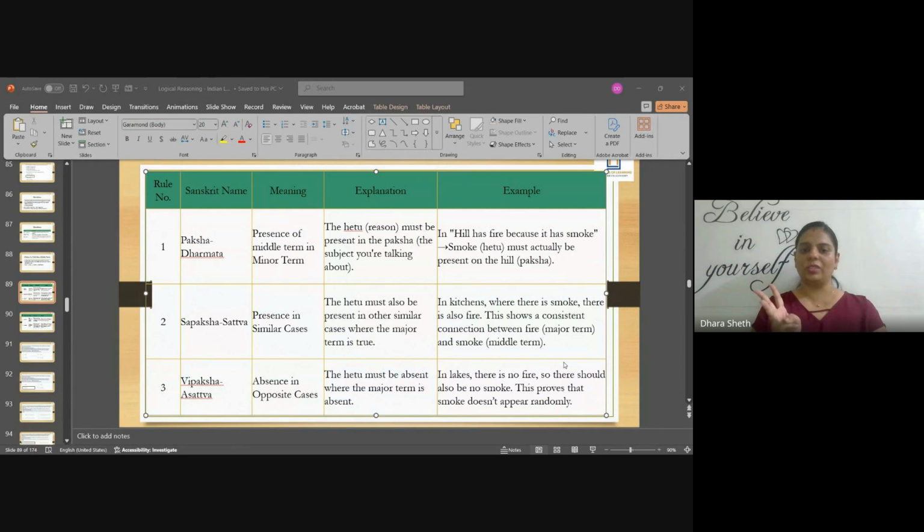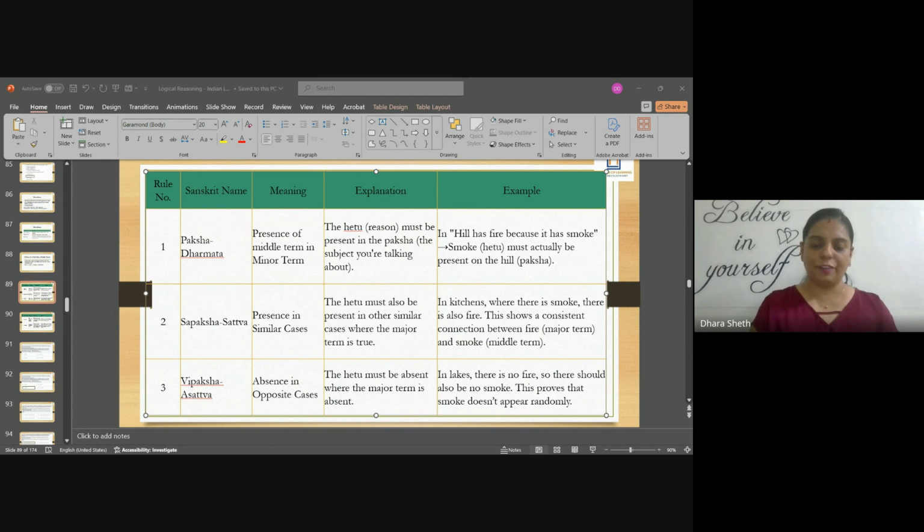Clear with these three rules? We just saw Paksha Dharmata in Match A with B. Okay. So these rules are part of Match A with B. They are also asked as statement 1, statement 2, true or false. Okay. Paksha Dharmata, presence of middle term in minor term. Sapaksha Sattva, presence of middle term in similar cases. And Vipaksha Asattva, absence of middle term in opposite cases. These are the first three rules.